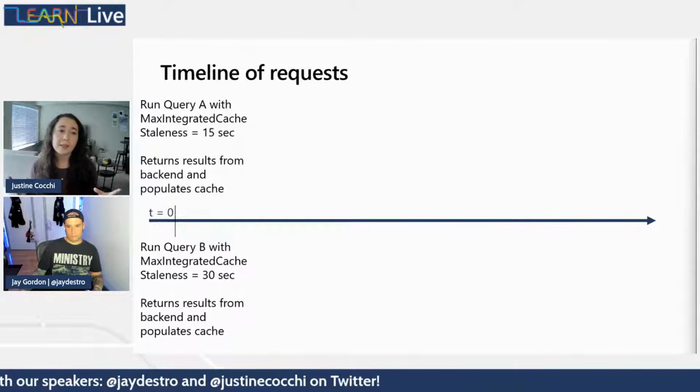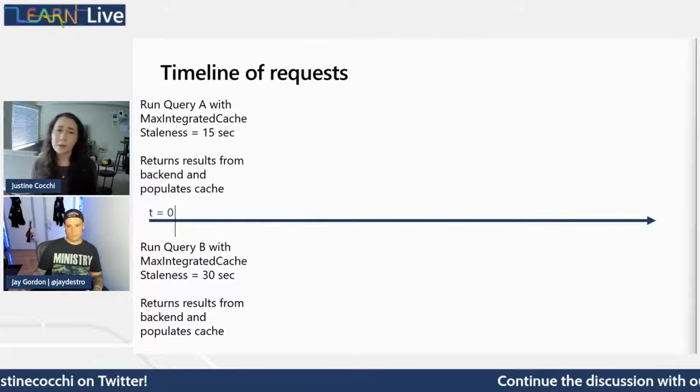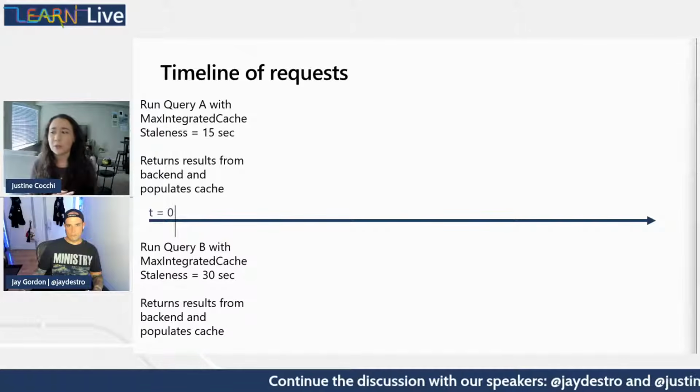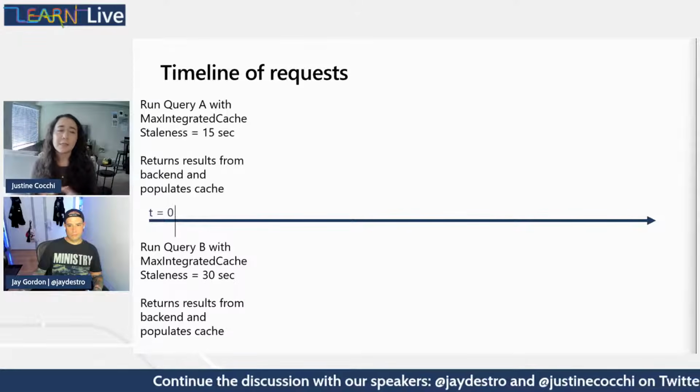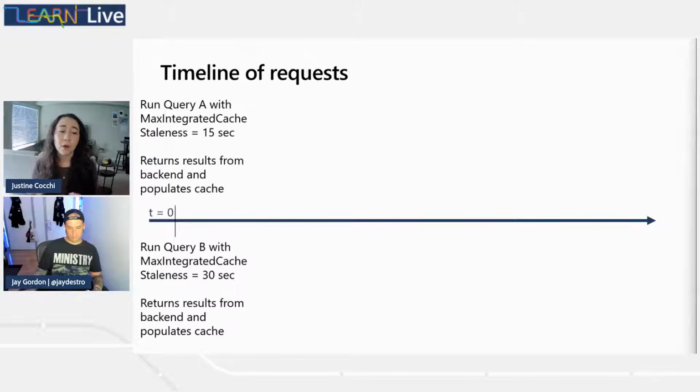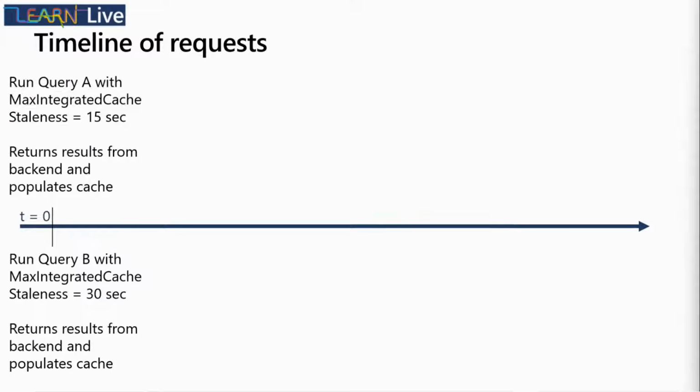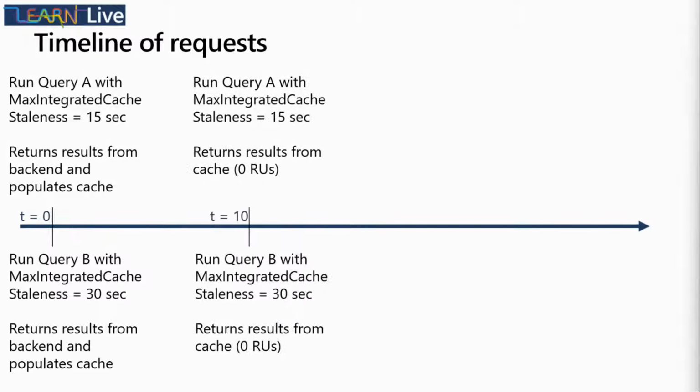This really highlights that you can set the staleness differently for each query, and it also works for point reads as well. This really gives you fine-grained control. You don't need to have the default value work for all of your items. You can fine-tune this according to your needs. Now, query B will also return the results from the backend and will also populate the cache.